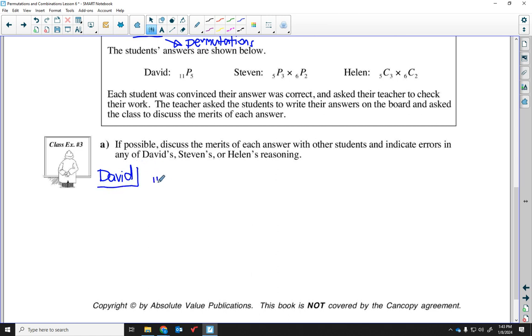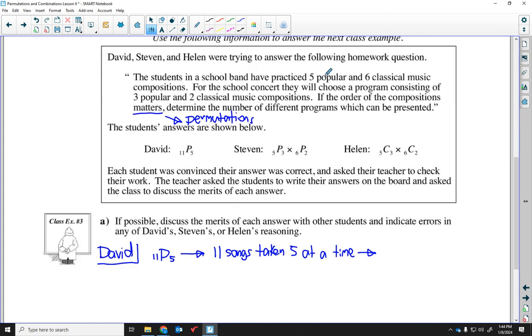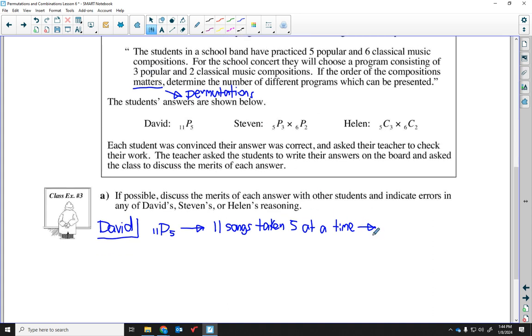Now, what he has is 11P5. So what he is saying is there are 11 songs available, taken 5 at a time. So going back up here, why is it 11? Well, if you take the 5 popular songs and add it to the 6 classical music songs, that's 11. And then we're going to choose 3 popular and 2 classical. So add the 3 and 2 together, and that's going to be 5.